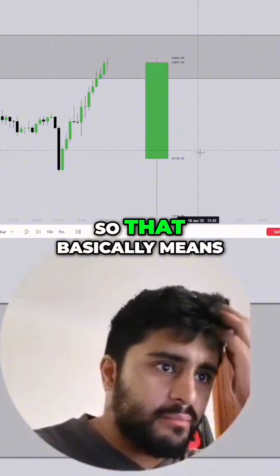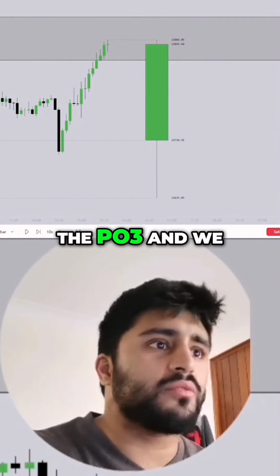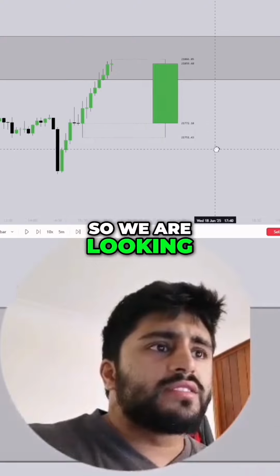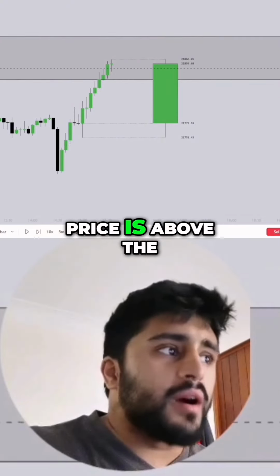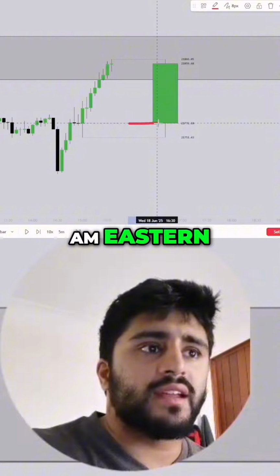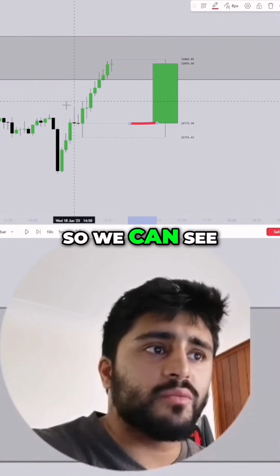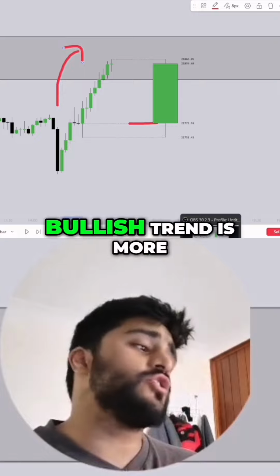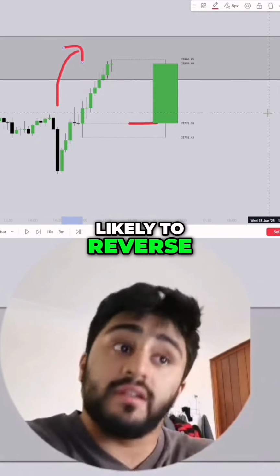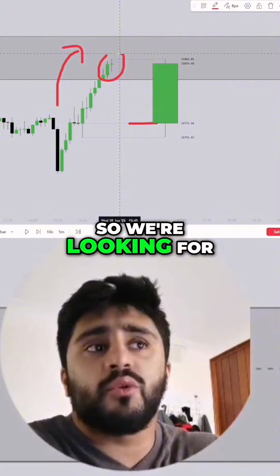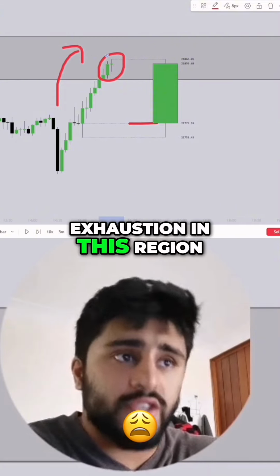That basically means if we go to the PO3 and we change it to 4 hours, we are looking to sell when price is above the 4-hour candle's opening price. So this is 10 a.m. Eastern, and now we're inside of a POI. We can see we're way above the 10 a.m. Eastern. This is where a bullish trend is more likely to reverse. So we're looking for what we call buyer exhaustion in this region.